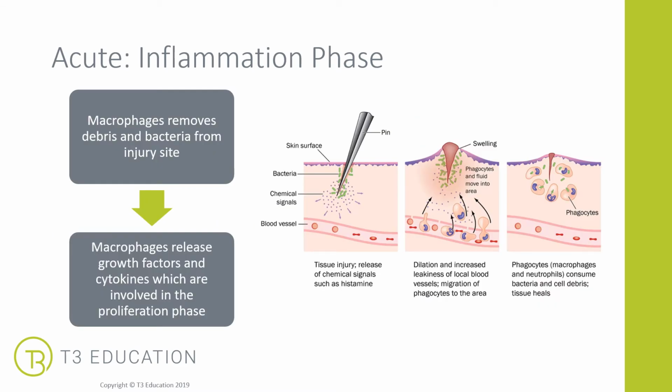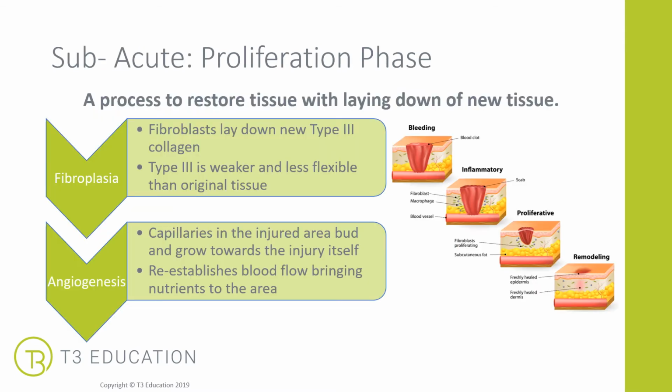Within the inflammation phase, we have macrophages, which are white blood cells, and they arrive in the area and they mop up and remove any debris and bacteria from the injury site. Think of them like Pac-Man, picking up all the bits along the way. So they're removing any extra debris and bacteria from that injury. And what they also do is they release growth factors and cytokines, which are then involved in the proliferation phase. And when there's less oxygen to the area, macrophages are stimulated to create a process to help increase local blood flow and circulation to the area.